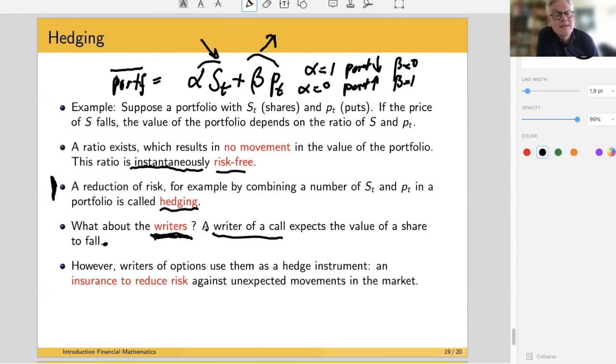But again, a writer is also maybe somebody who, because what we say here for the put, we can say in a different way for the call. We can also make a portfolio that is risk-free for a call. A writer of a call may also compose a portfolio with calls in such a way that the portfolio is instantaneously risk-free. So also the writer of a call may use the selling of a call, not the buying, as a way to hedge cash flows. So writers of options typically use them as hedge instrument. It's an insurance to reduce risk against unexpected movements in the market.